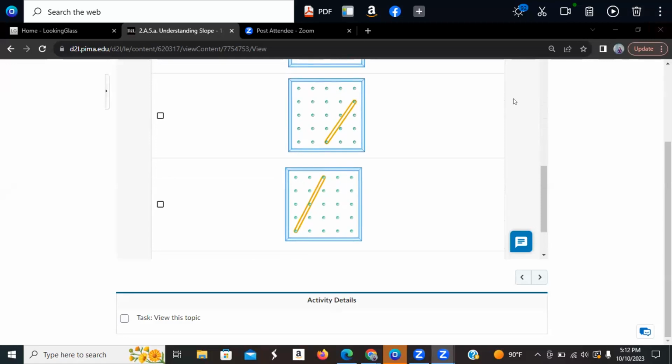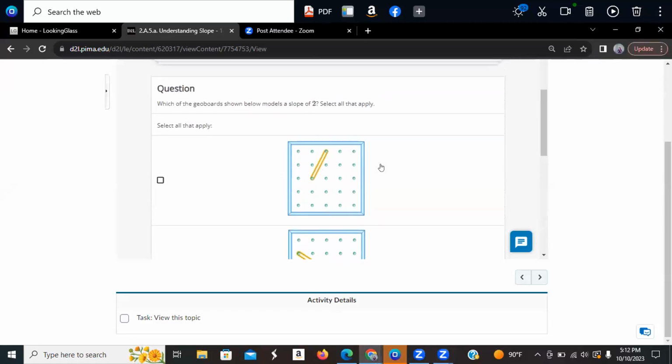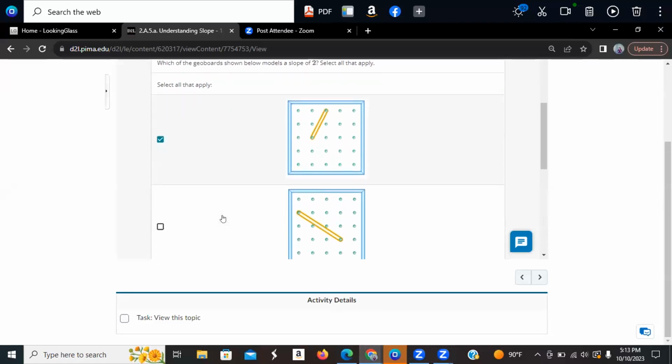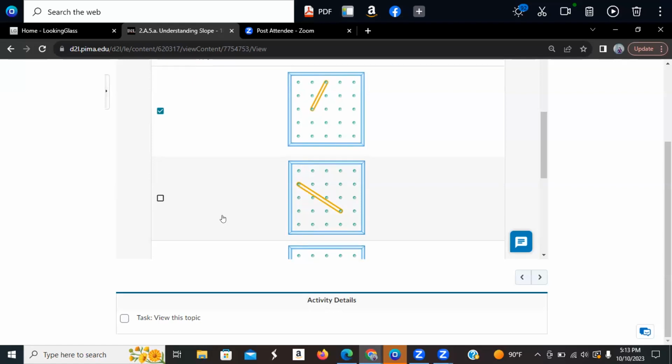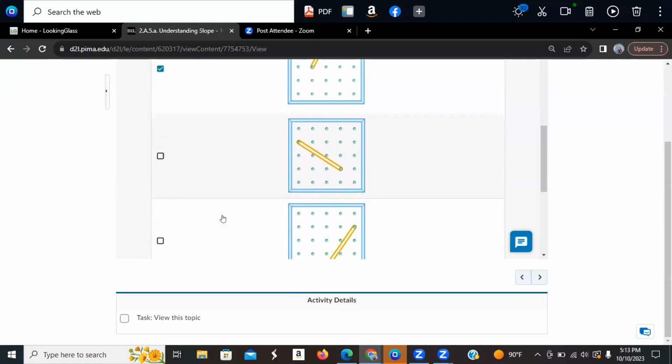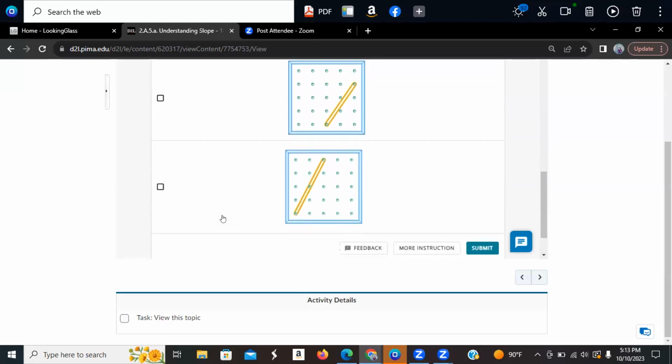I'm trying to zoom out. The first one to me is, if you go to that top one, it's up 2 and then right 1. Now, if it's going down and to the right, that's a negative slope, so it can't be that one. How about this one? Is it going up 2 and right 1? It's got to be perfectly up 2 and right 1. No. Nope. How about the next one?